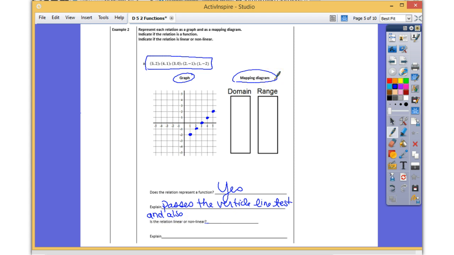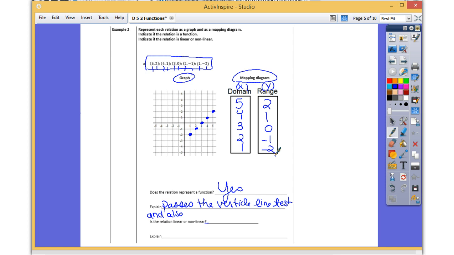Now when we do our mapping diagram, it's best to put them in order from least to greatest, okay? So first we'll take our domains, our x's, and then we'll take our ranges, our y's. Let's look at them. The 5, the 4, the 3, the 2, the 1. Well, that's easy. They're in order already. Then we have 2, 1, 0, negative 1, negative 2. Those happen to be in order already.